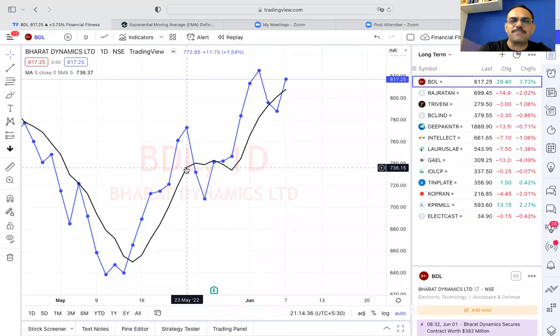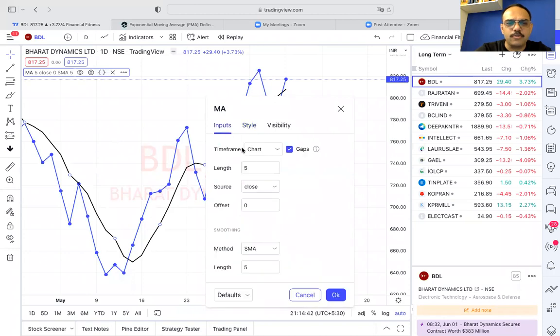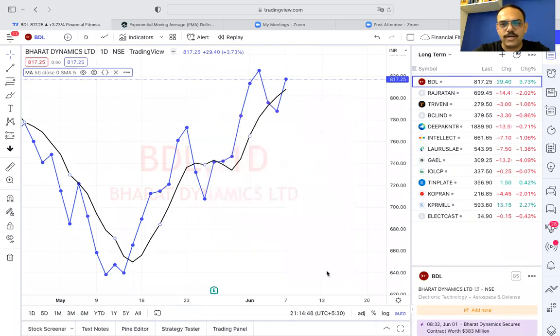So whether it is 5-day, 50-day, or 200-day, it is the same. Now if you see, change it in the inputs. Someone says, okay, I use the 50-day moving average, so we have changed it to 50. I'll take you through it.